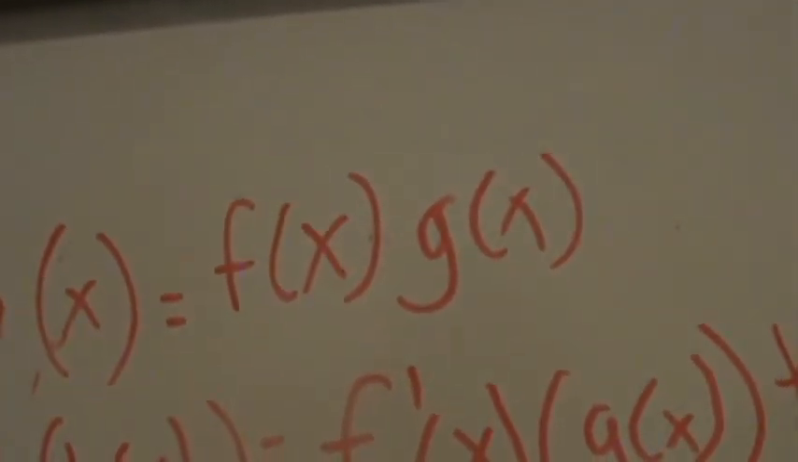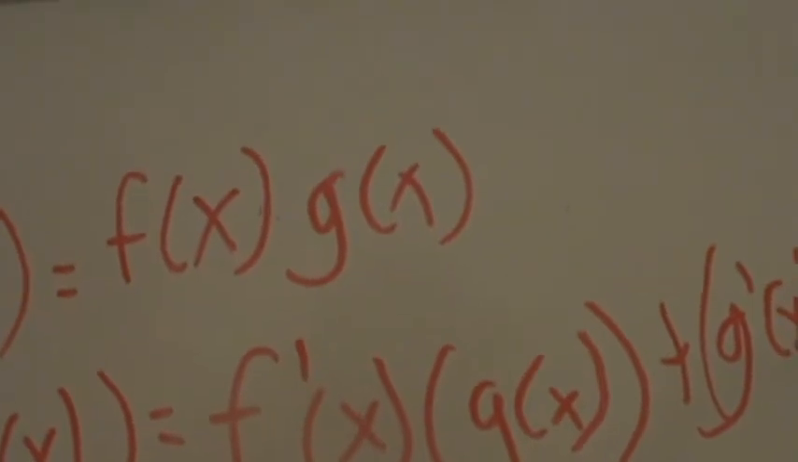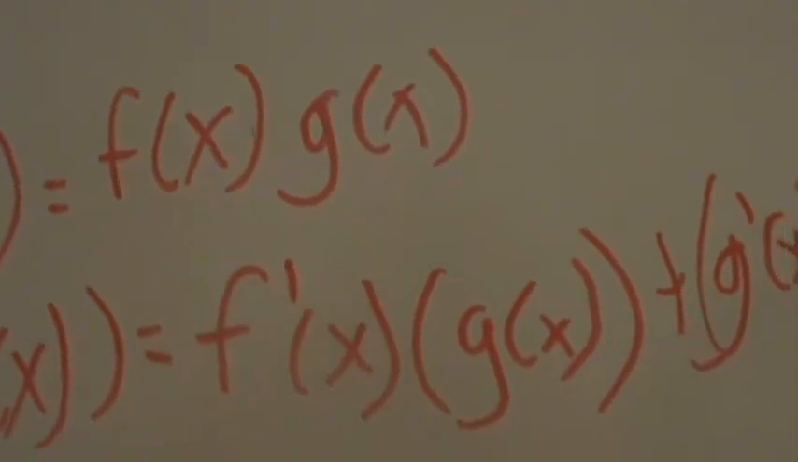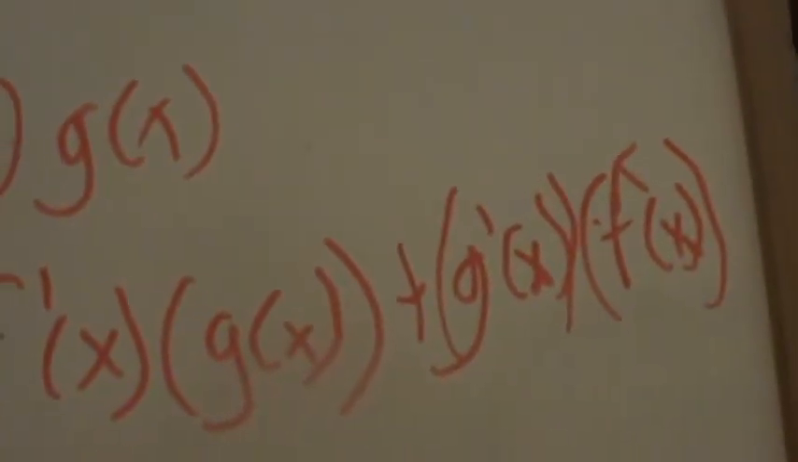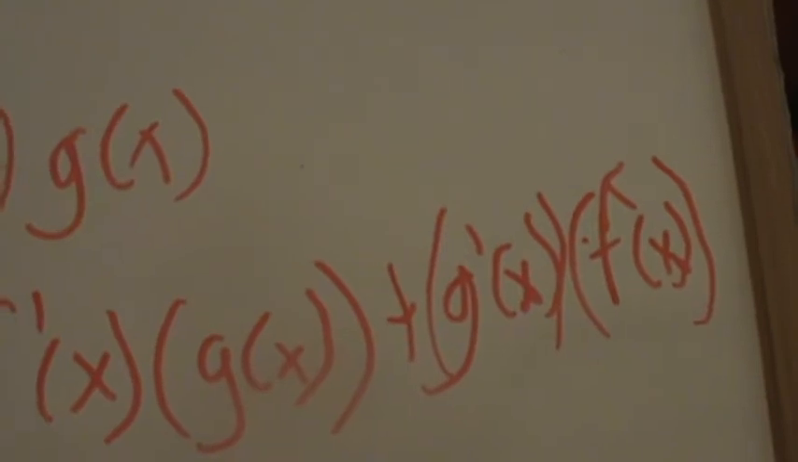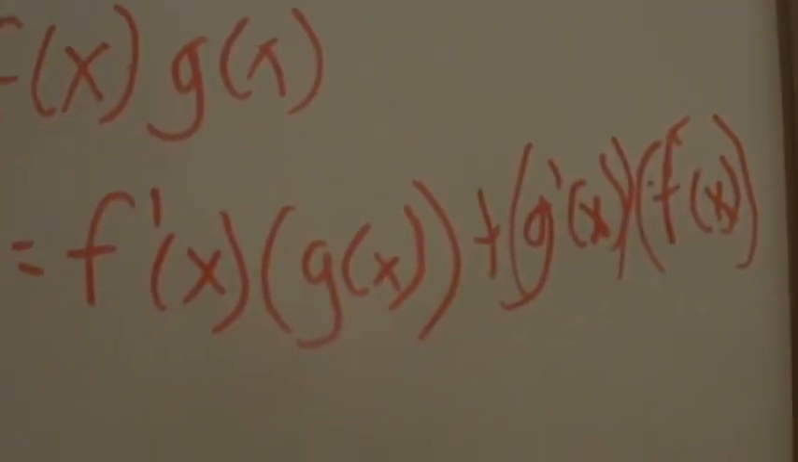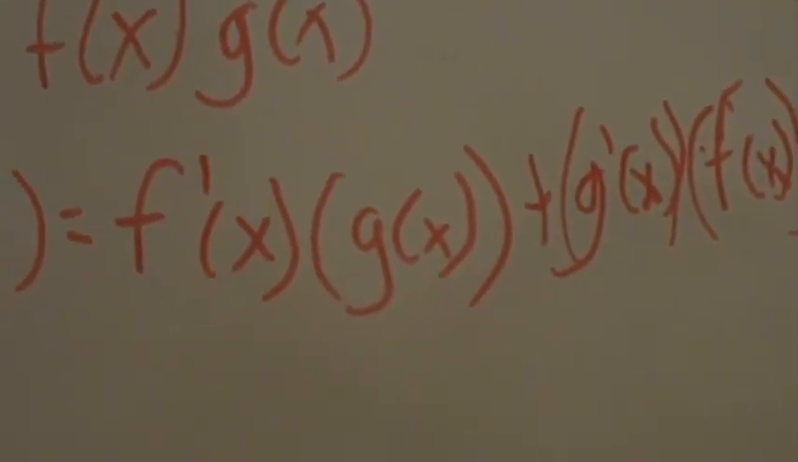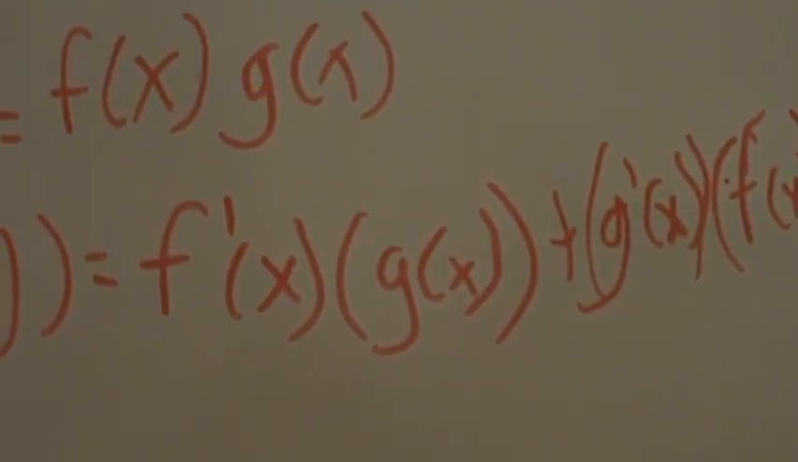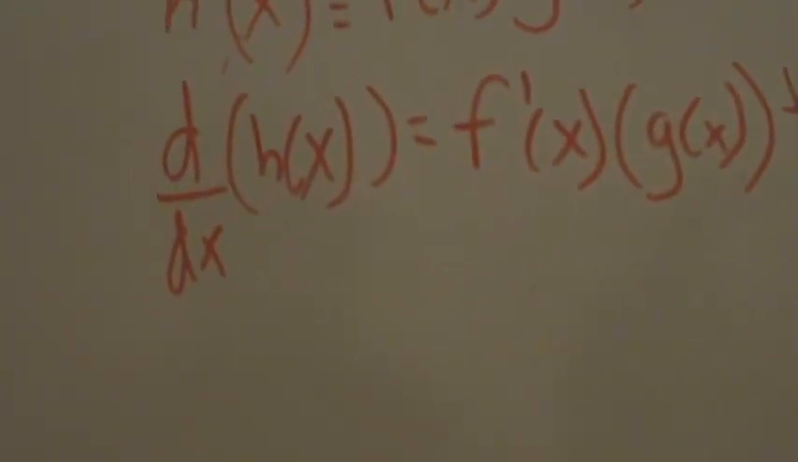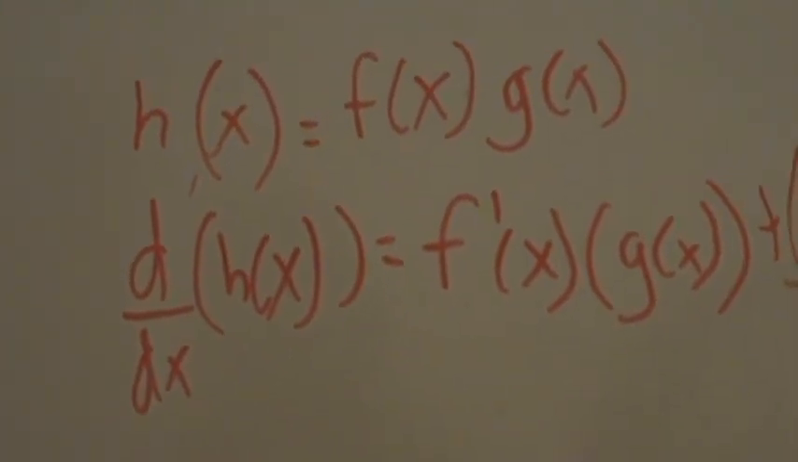The idea is that the derivative of a function h of x, where h of x is equal to a product of two functions, is equal to the derivative of the first function times the second function plus the derivative of the second function times the first function. So that's basically how that works. This is basically the idea of the product rule.